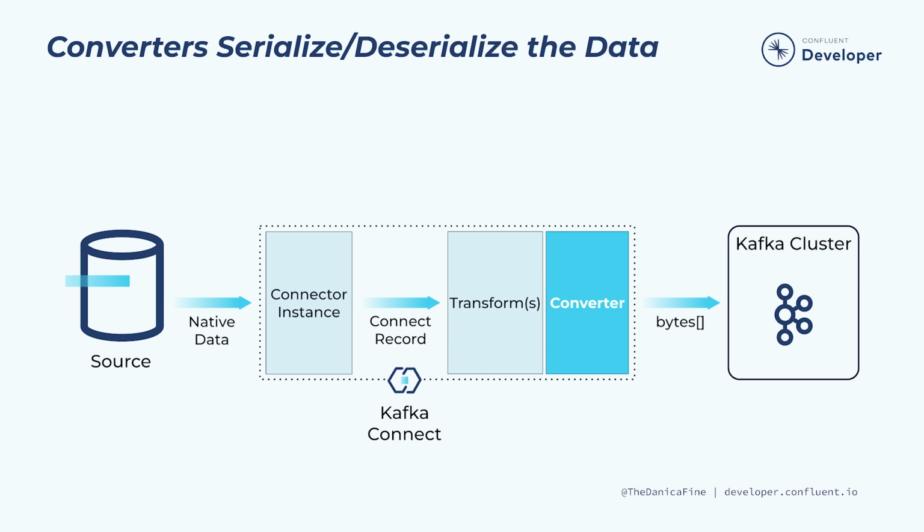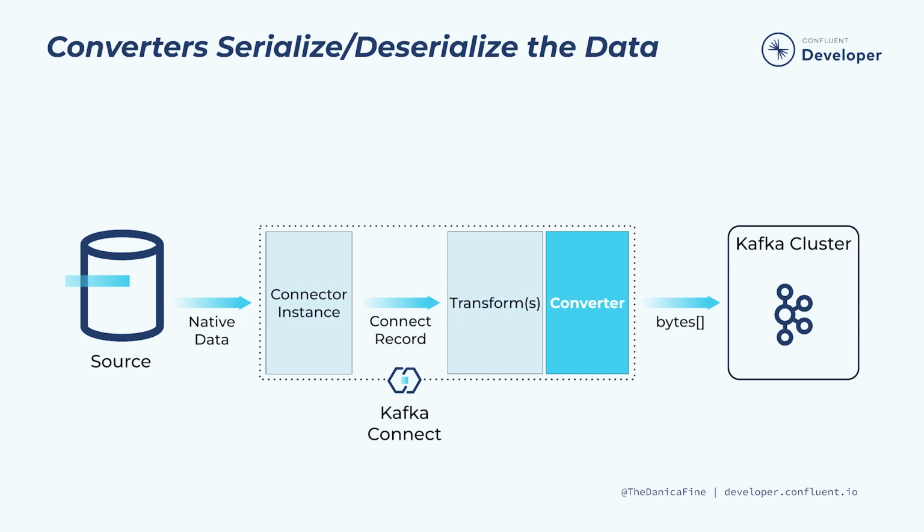But understanding the next piece in the puzzle is important to help you avoid some of the common pitfalls with Kafka Connect, and that's converters. Technically, transforms sit between connectors and converters, but we'll get back to those later. Converters are responsible for the serialization and deserialization of data flowing between Kafka Connect and Kafka itself.